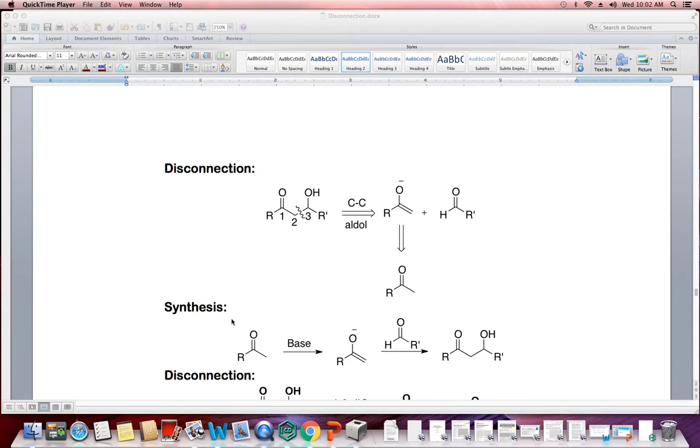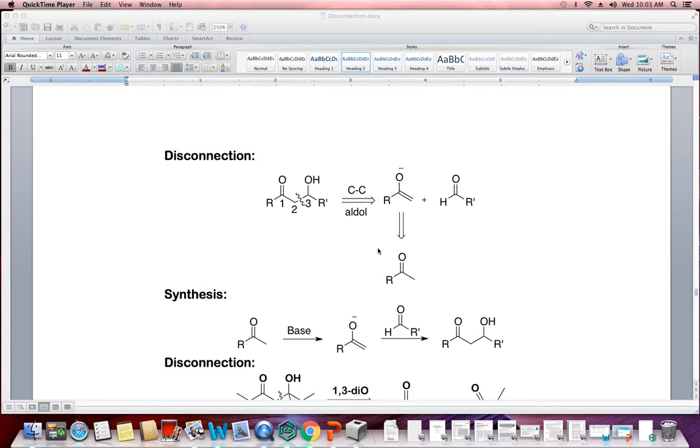So when we do the synthesis of these compounds, first we take the first aldehyde or ketone and treat it with base. As a result, the aldehyde will be converted into the enolate of the aldehyde or ketone, and when this enolate ion is treated with an aldehyde or ketone that has alpha hydrogen, that gives a beta hydroxy aldehyde or beta hydroxy ketone as a product.